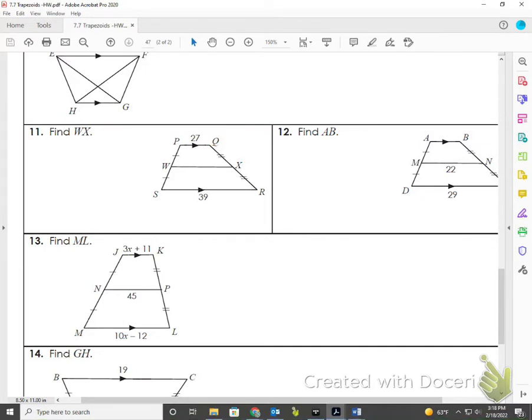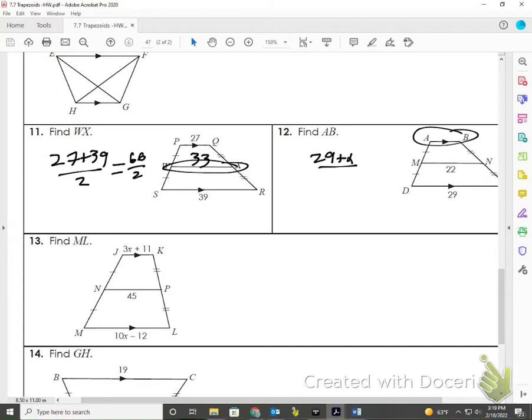So this is the midpoint, so we didn't really go over this, and that's okay. We know that this right here is the average of the two bases. So that's going to be 27 plus 39 divided by 2, which would be 66 divided by 2. So this right here is going to be 33. Which then also means that if we're looking for AB here, we know that 29 plus x divided by 2 equals 22. So 29 plus x equals 44, or x equals 15.